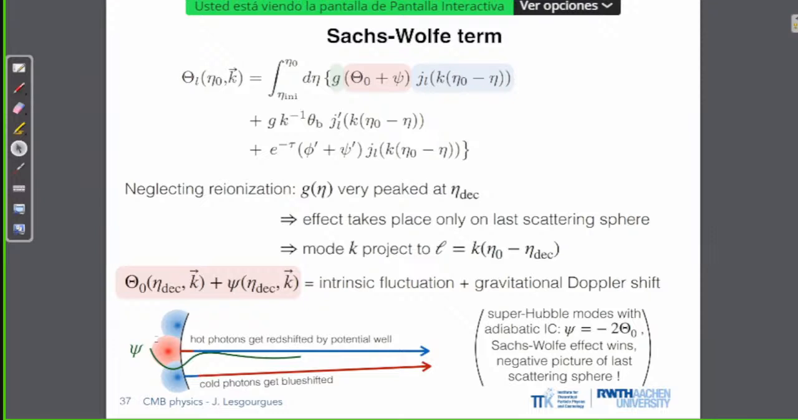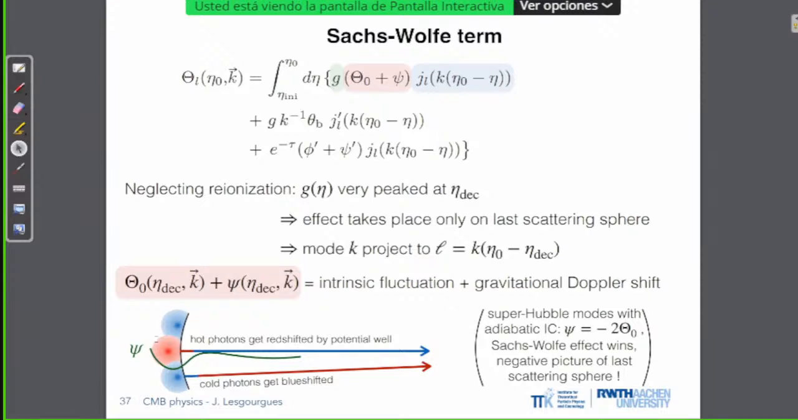This photon comes from an underdensity. An underdensity is a maximum of the gravitational potential. And while leaving this maximum, it will gain momentum and become hotter. And you could wonder which of the two terms wins. Is it the overdensity? Is it the gravitational Doppler shift? It's a very nice question.